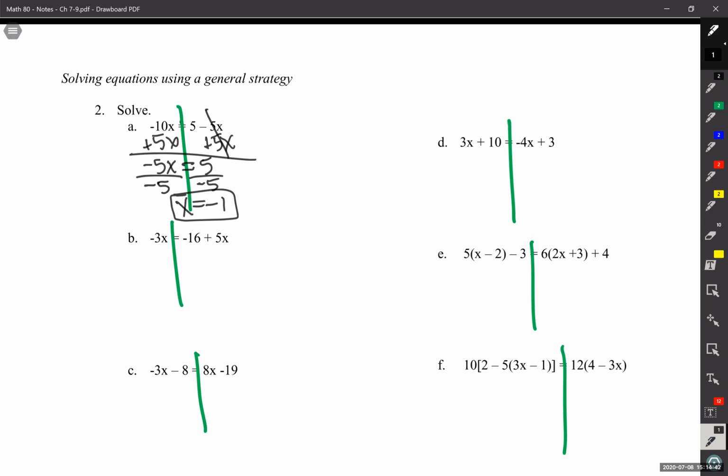Okay, so let's try this again. I'm going to subtract 5x to get my x's together on the left.